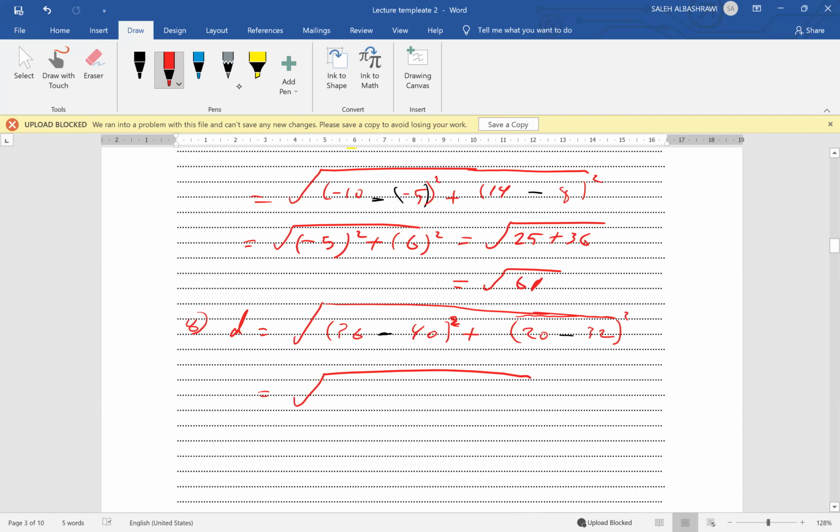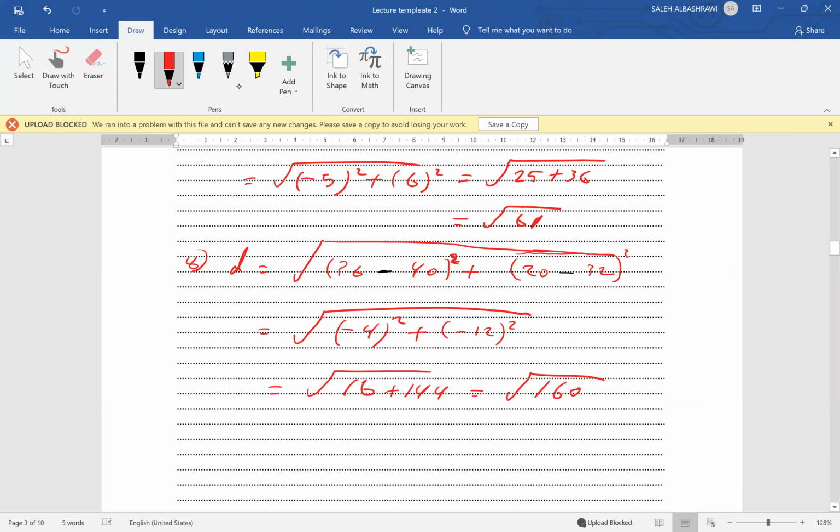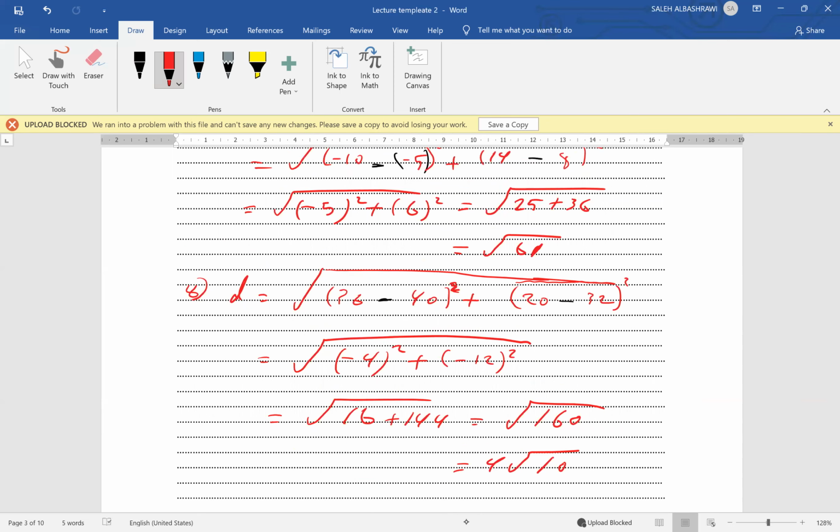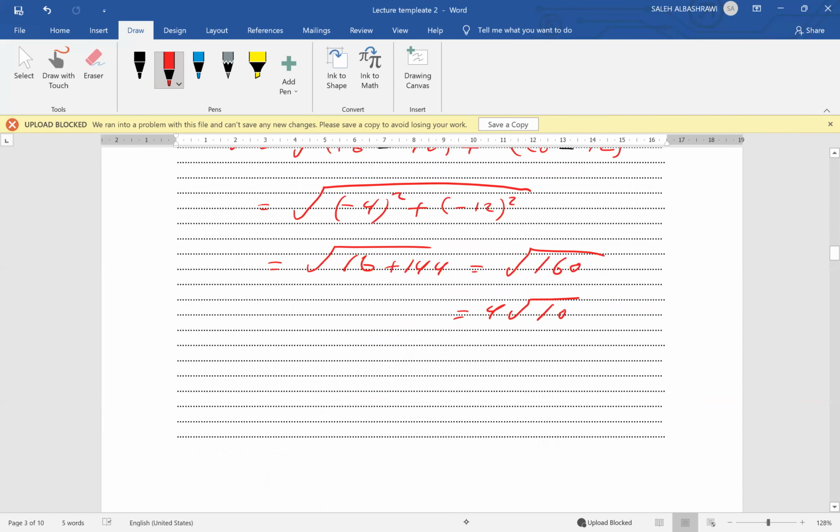So I will have square root of 36 minus 40 is minus 4 square, plus 20 minus 32 is minus 12 square. That will give me 16 plus 144. That will be square root of 160. This can be simplified to be 4 square root of 10. For the third one, I have 0, 0, 5, 13.